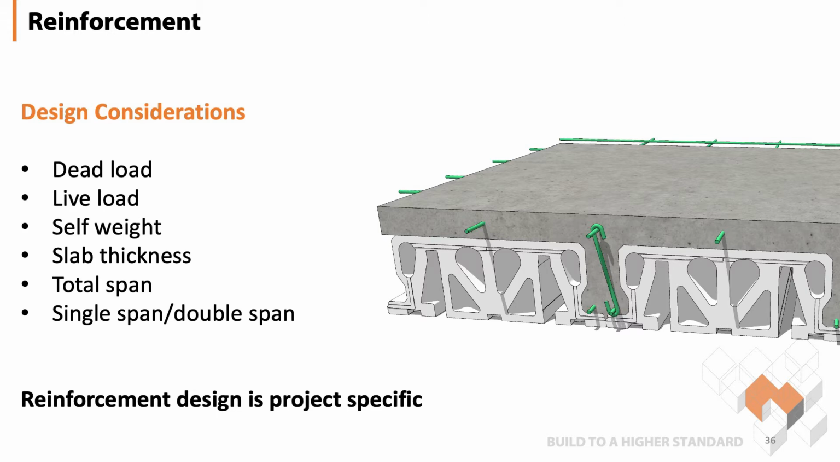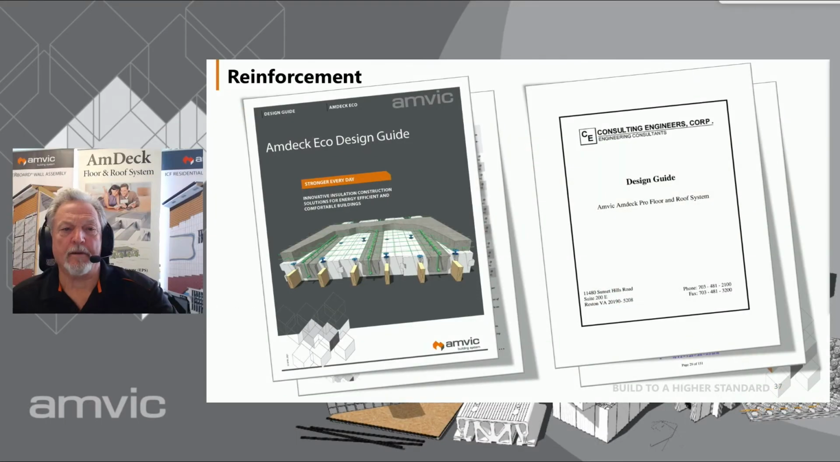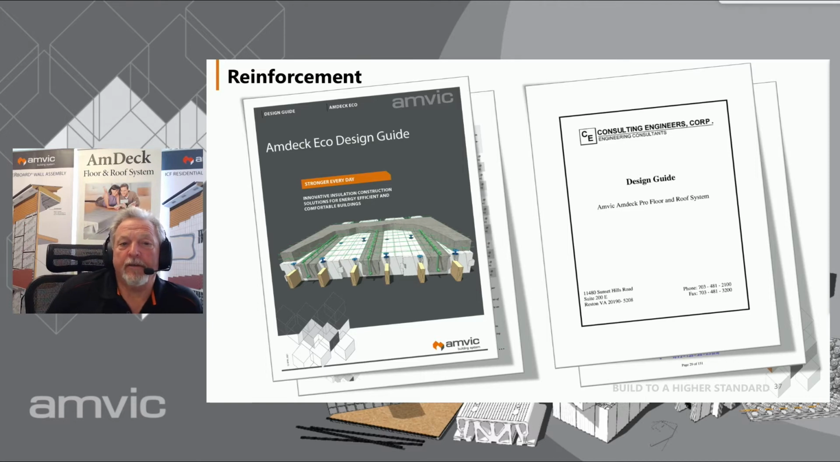The final design will be project specific and approved by an engineer who designed it. As I already mentioned, we do provide design guides for both the Pro and the Eco versions, and they're available on our website under the Techno Resources tab. The guides are a good starting point to check your span and see what rebar may be needed. This would be a good starting point for estimating and preliminary drawings. However, once a project reaches a more mature stage in the design, the structural engineer would review the proposed reinforcement and either approve it or make adjustments based on the site requirements.